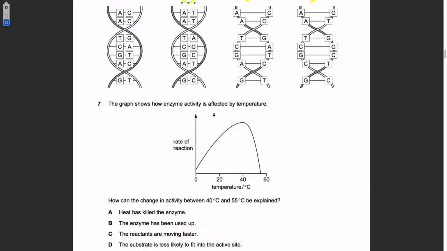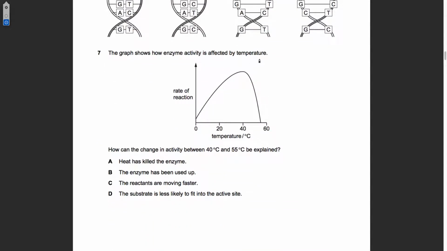Okay, number 7 is about enzyme activity and how it's affected by temperature. So we've got a little graph here. As temperature increases, what's happening to the rate of reaction? To begin with, obviously temperature's going up, and then at around 40 degrees, we're seeing a massive drop in the rate of reaction. And the question is, how can the change in activity between 40, here on the graph, and 55, around about there, be explained? So this big drop in the rate of reaction to the point where the enzyme is not doing anything anymore. What's happening? Some of this is about wording, so just be careful.